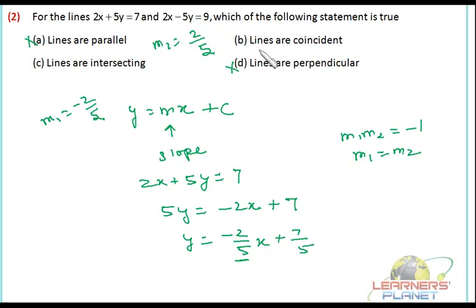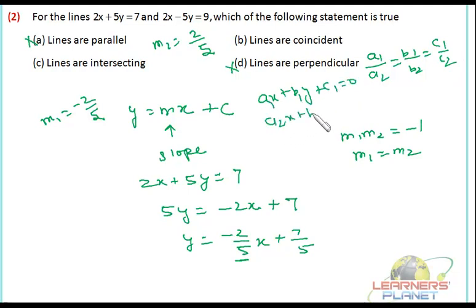So lines are coincident, that you might have learned in your junior classes: A1 by A2 is equal to B1 by B2 is equal to C1 by C2. That is, for A1x plus B1y plus C1 is equal to 0 and A2x plus B2y plus C2 is equal to 0, if A1 by A2 is equal to B1 by B2 is equal to C1 by C2, then the lines are coincident. Okay, so here none of these cases hold, that means the lines are intersecting. I hope you are getting it.